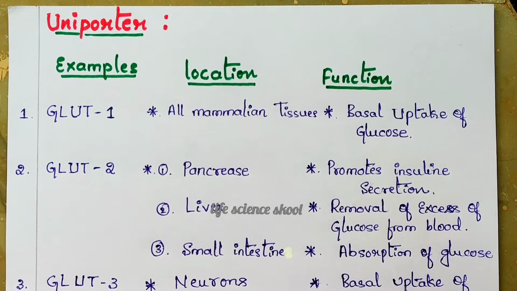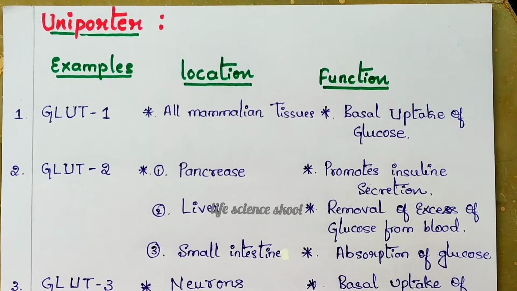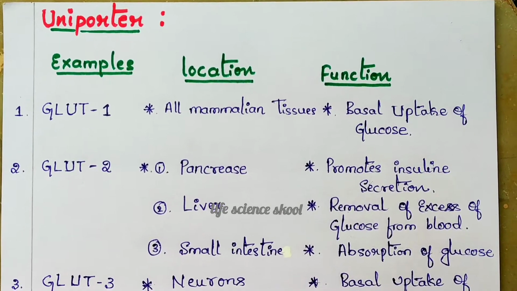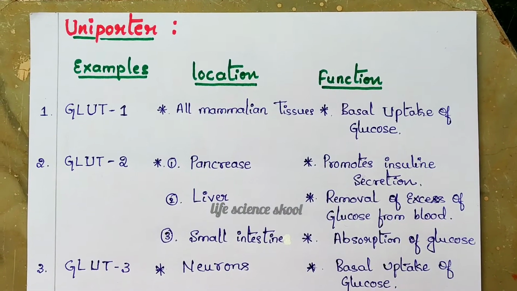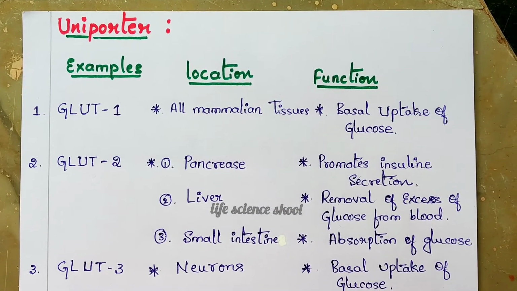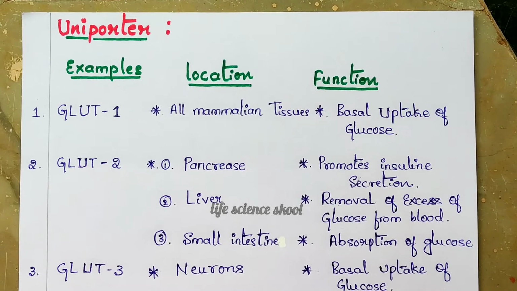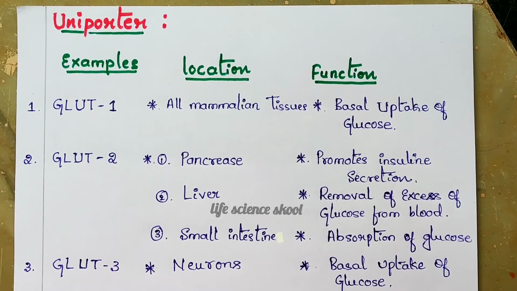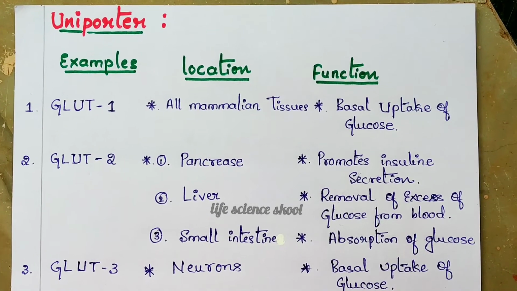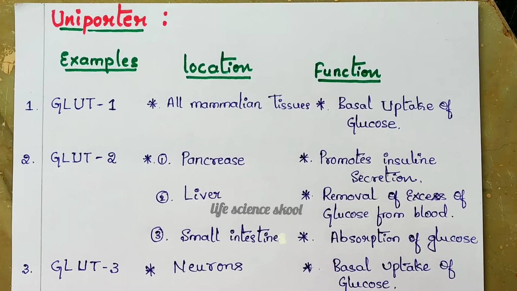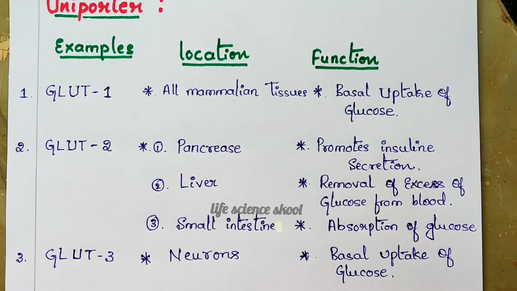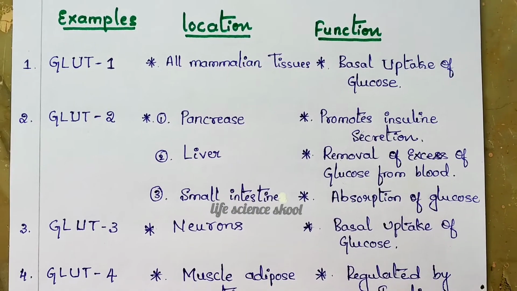The next one, GLUT2, is located in three places: the pancreas, the liver, and the small intestine. In the pancreas, it promotes insulin secretion. In the liver, it removes excess glucose from the blood. In the small intestine, its function is absorption of glucose.